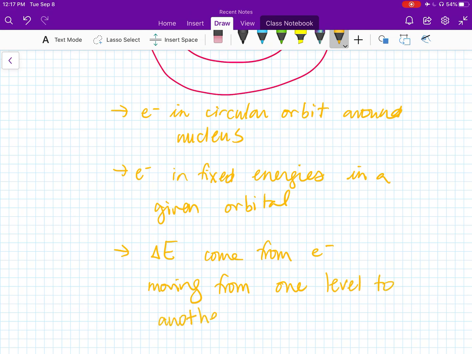Okay, so these last two things are pretty much true, but the circular orbit has since been shown to be not 100% valid. So we'll talk about that next when we talk about the quantum mechanical model of the atom.